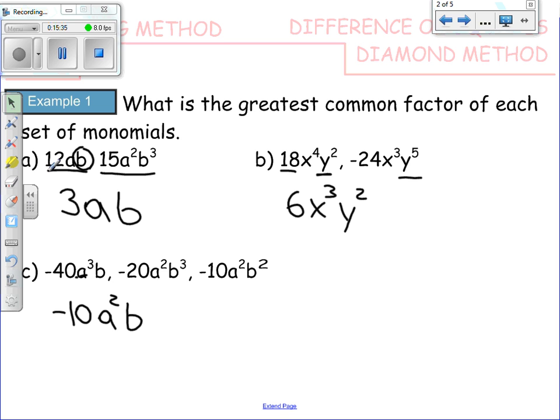For B, why did we take out a positive? Because this one wasn't a negative. If all the terms are negative, take out a negative. If not all the terms are negative, just leave it alone and only take out a positive number. So for the 18.